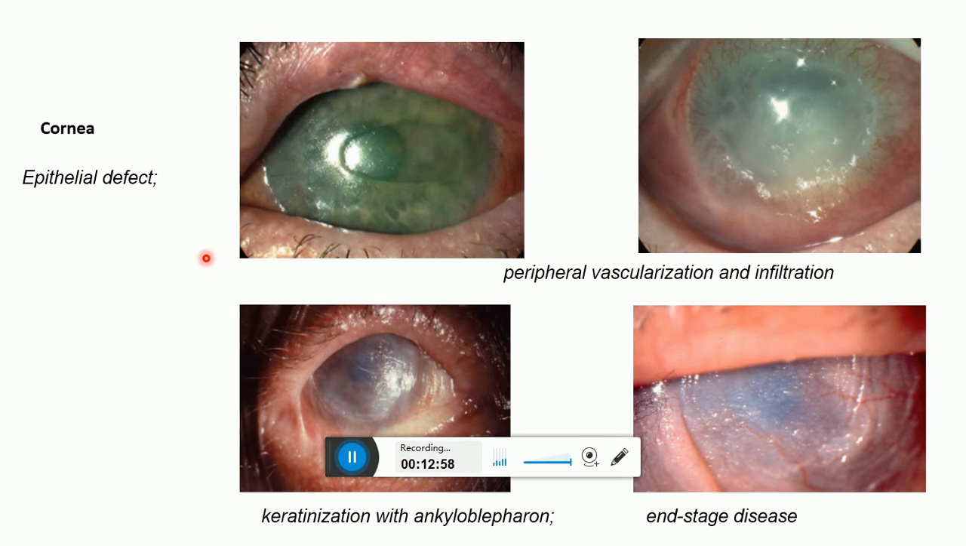Now the cornea. There are epithelial defects due to drying and exposure, infiltration, and peripheral vascularization, and here you can see peripheral vascularization and infiltration. There is keratinization and conjunctivalization of the corneal surface due to epithelial stem cell failure. Here you can see keratinization with ankyloblepharon. End-stage disease is characterized by total symblepharon and corneal ossification.